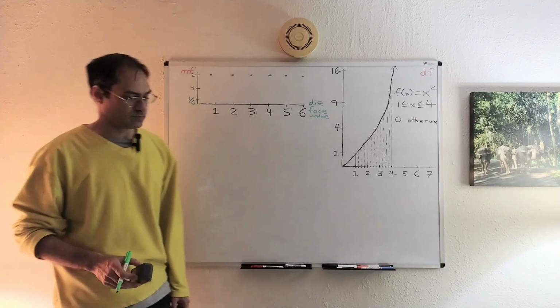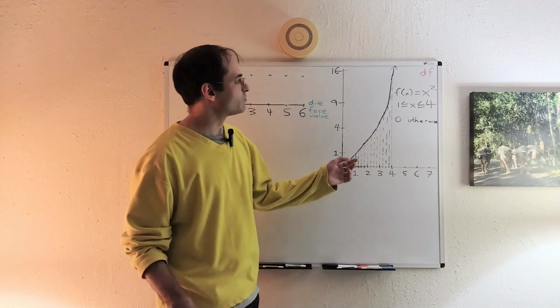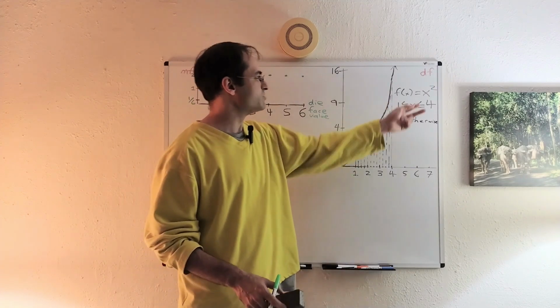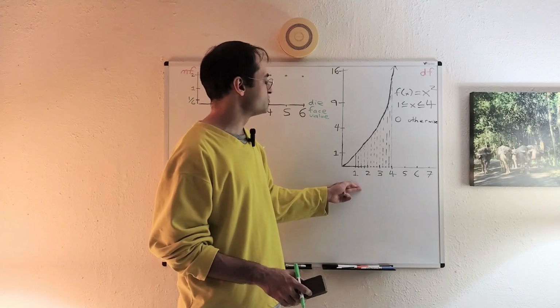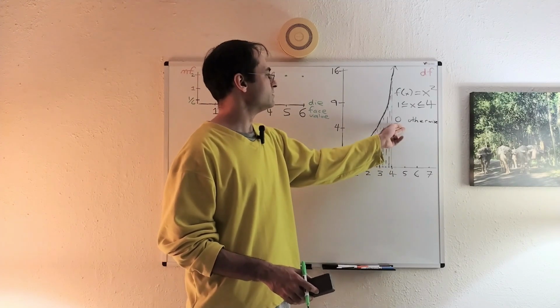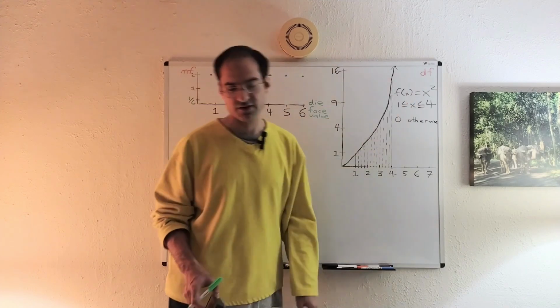So now I want to look at this over here. What I've drawn is a function f of x equals x squared, and we're only considering that x can take on values between 1 and 4. The density is 0 otherwise.